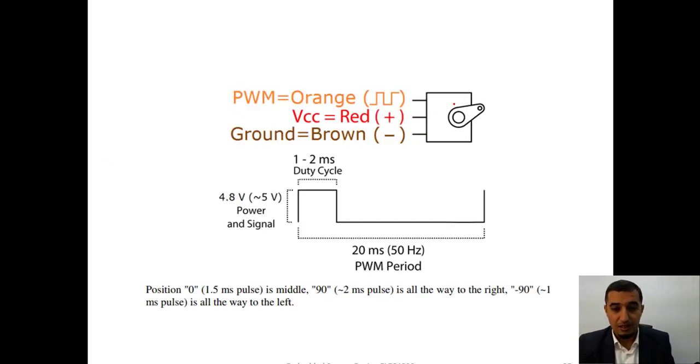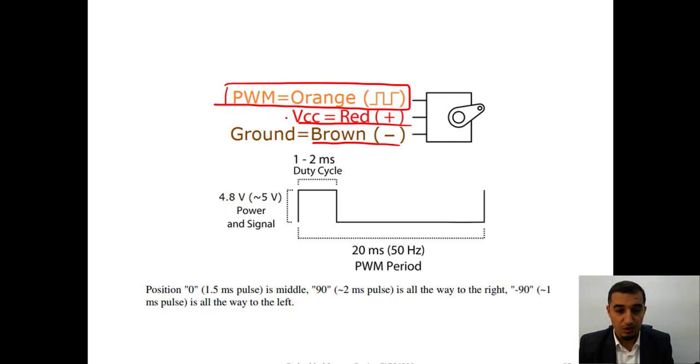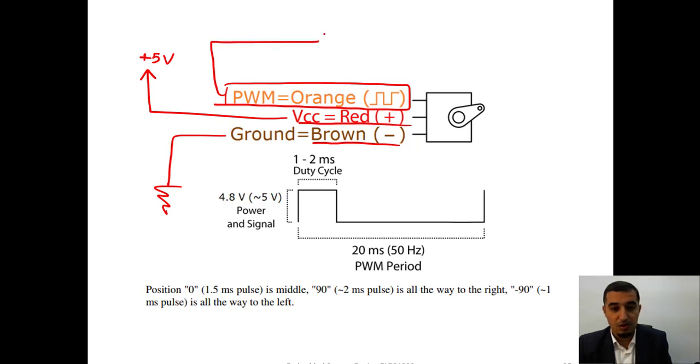Now, it has three wires. The red wire is the VCC, the brown wire is the ground, and the orange wire is the pulse width modulated signal. So the red one will be connected to VCC 5 volts, the brown one will be connected to the ground, and the orange wire will go to your microcontroller.